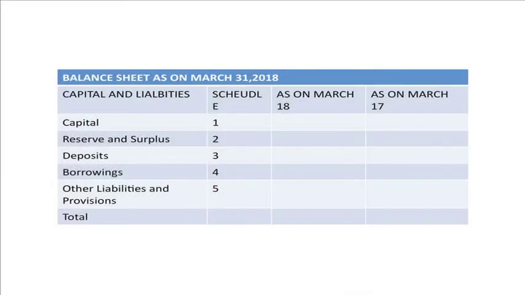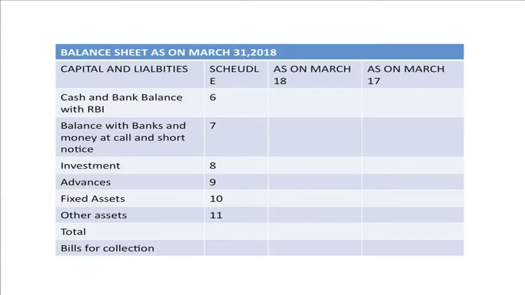First of all, let us have an overview and a revision of the schedules of the balance sheet. The first one is for capital, which is assigned number 1. Then schedule number 2 is reserves and surplus, schedule number 3 deposits, schedule number 4 borrowings, schedule number 5 other liabilities and provisions. It makes an aggregate of the total capital and liability side of the balance sheet, that is schedule 1 to 5. Then we move towards the asset side.